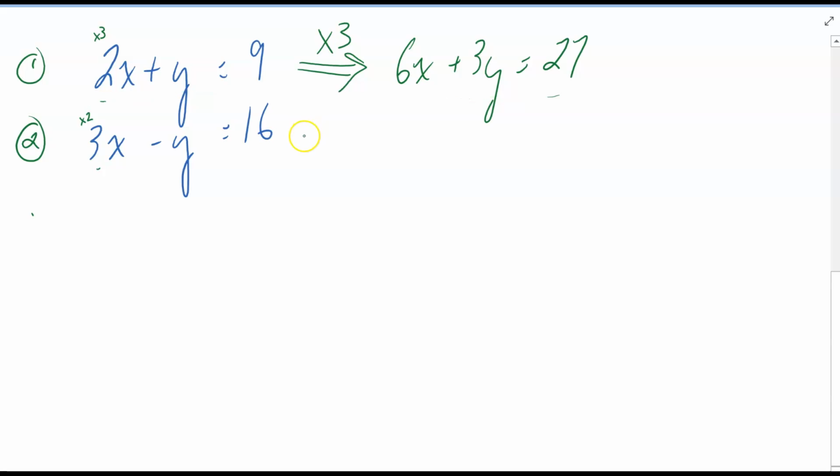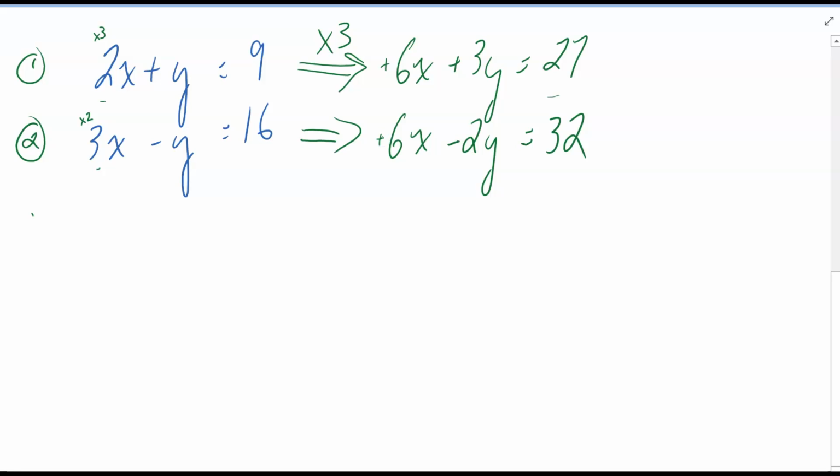All right, well, for the second equation, we want the coefficient to be 6, so I need to multiply my 3 by 2. That means multiply each term in the equation by 2. So 3x times 2 is 6x, minus 1y times 2 is minus 2y, and 16 times 2 is 32. Now we have matching coefficients on the x's. Notice that they are the same sign.